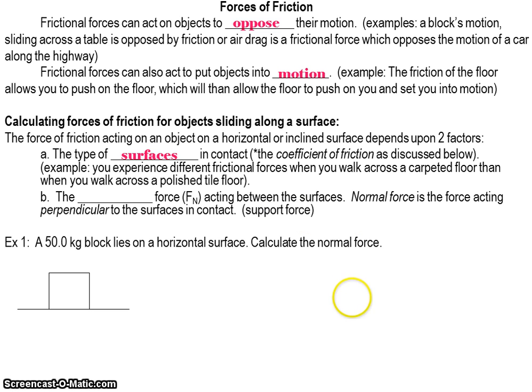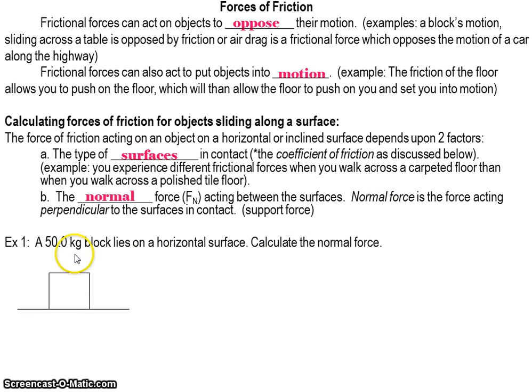And B, the other thing is what's called the normal force. Now the normal force is a force that is acting perpendicular to the surfaces that are in contact. So if you place a book on a table, the book is applying a force on the table which is equal to its weight, and the table is applying a force to the book to support it so it doesn't accelerate downward. And that force, which is a support force, we call the normal force.